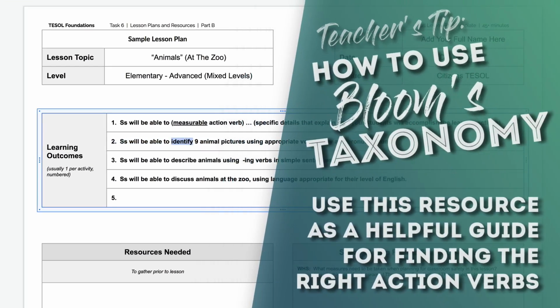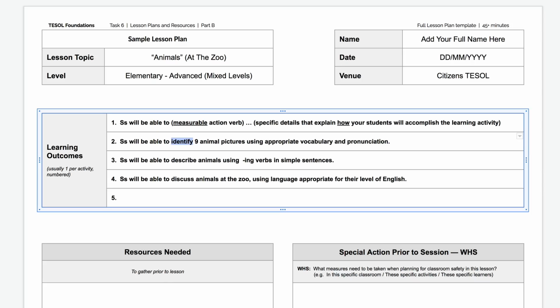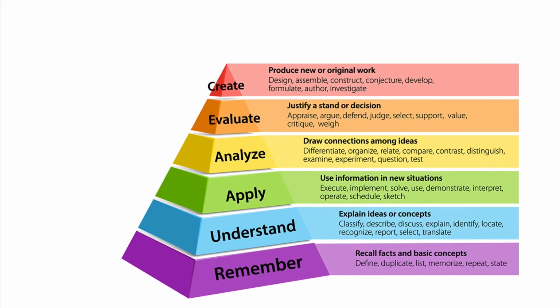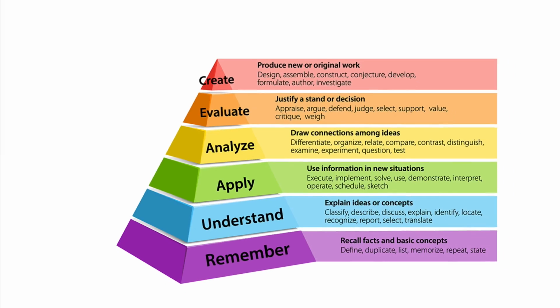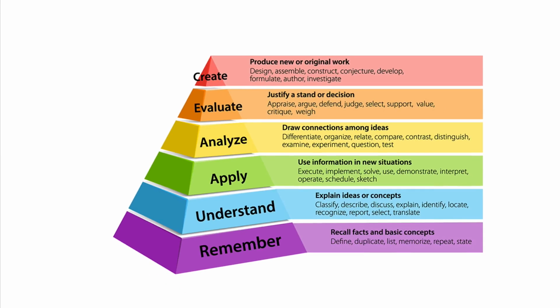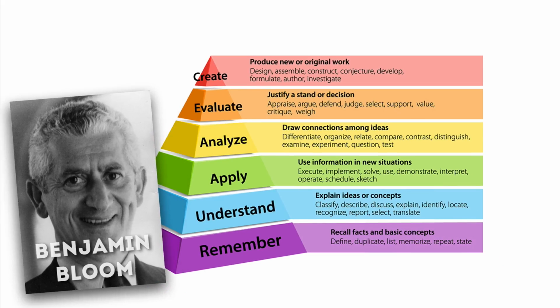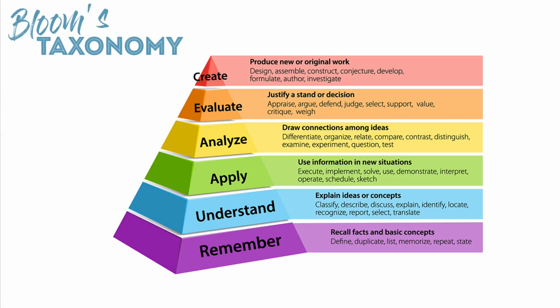Now, another tip I want to give you is something that might help you find the right kind of measurable action verbs to use for your lesson plan. And that is a resource that's been used by teachers for many generations. It's something called Bloom's Taxonomy. And this is a taxonomy, or a set of language that was created by Benjamin Bloom and his team of teachers and theorists and psychologists back in the 1950s. And it's been refreshed over time, it's been changed slightly, but it does a great job of visualizing learning.